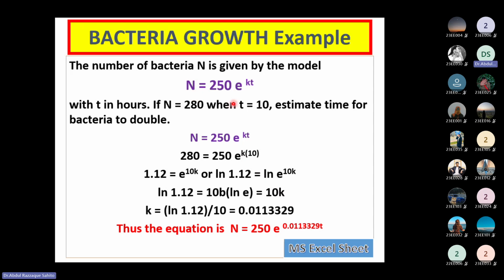नहीं, ये सिर्फ कैलकुलेशन के हद तक था, यहां पे हमने इसको ड्राइव नहीं किया था. N equals to 250 exponential power kt. तो शुरू वाले स्टेज में हमने n की वैल्यू रखनी है 280 और टाइम रखना है 10. इस इक्वेशन में टाइम की वैल्यू रखनी है 10 और n की वैल्यू रखनी है 280. तो इस तरह k की वैल्यू फाइंड हो जाएगी.